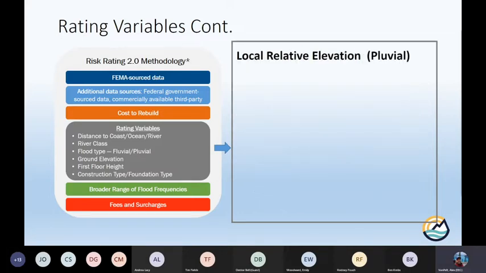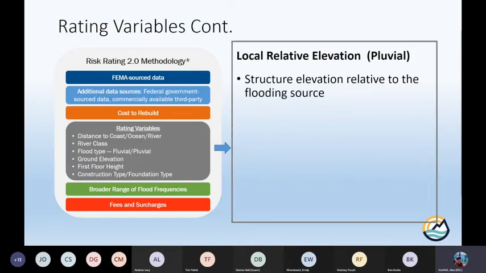Another variable that's going to be new is local relative elevation. Essentially, it's going to be considered your structure's elevation relative to the flood source. Again, we kind of do this now. We look at what is your building's elevation in relation to the normal flow of a river or the base flood elevation or something like that.